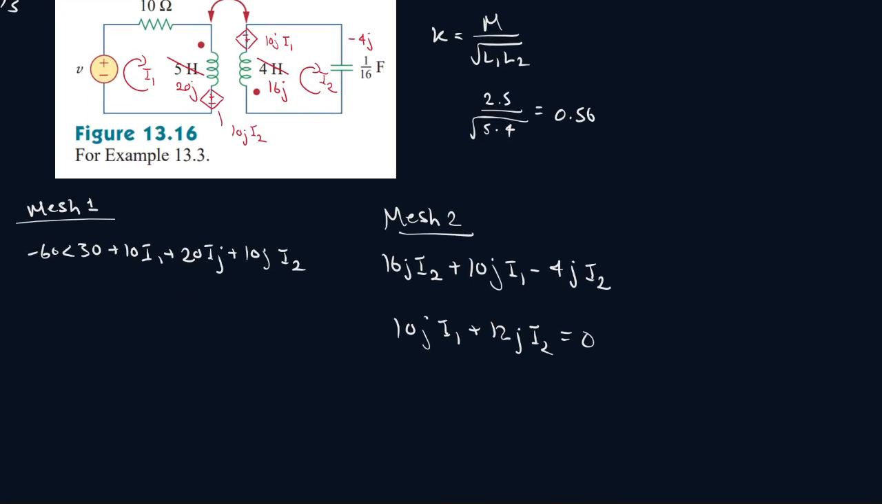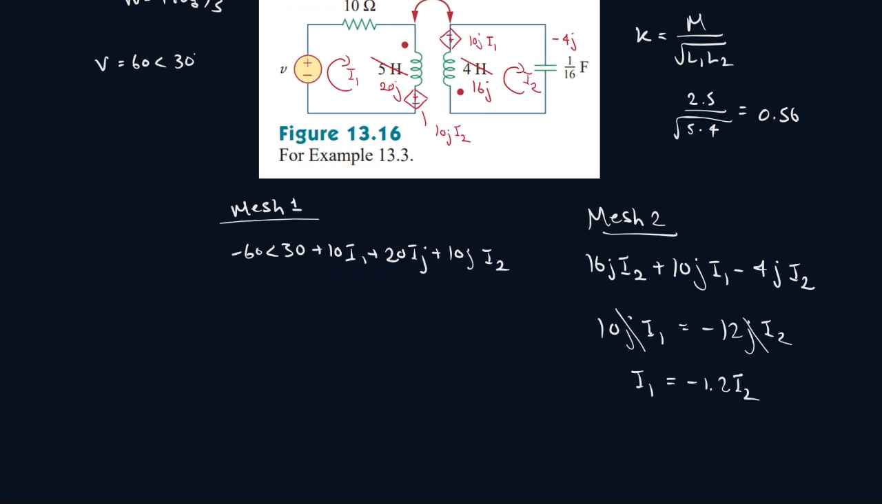Now let's bring the 12J I2 to the other side. This and this cancel each other out, so it's 10. So let's isolate for I1. So it's minus 1.2 I2. We'll plug that into here. So minus 60 phasor 30, I'm going to bring that to the other side. So we just have 10 plus 20J I1.